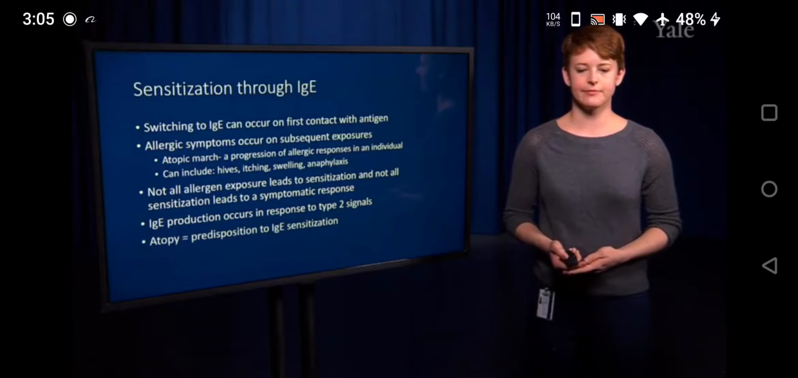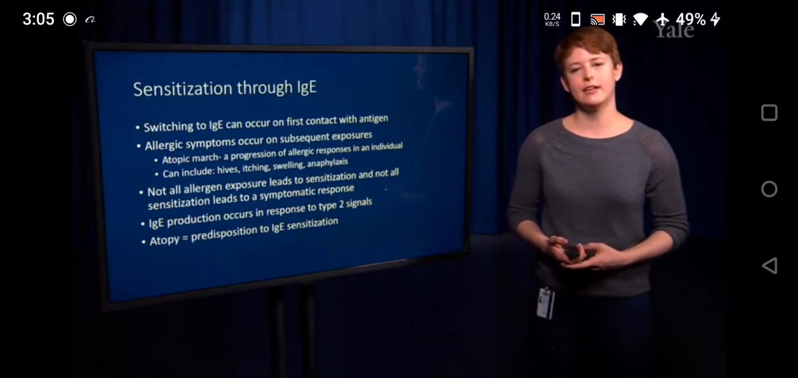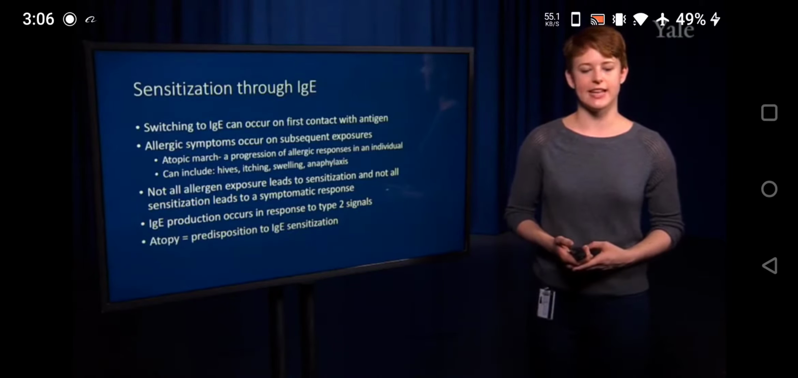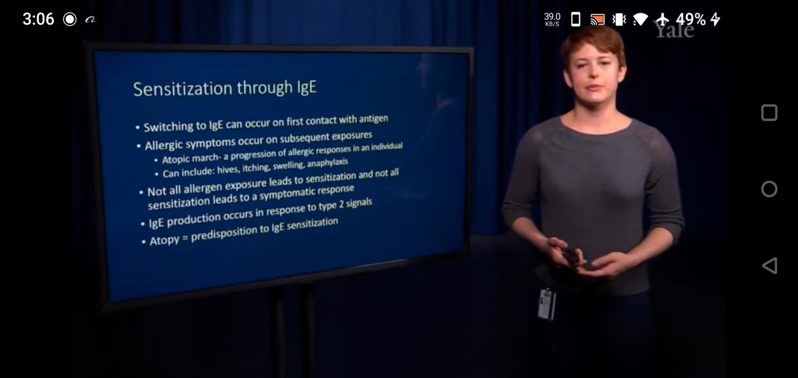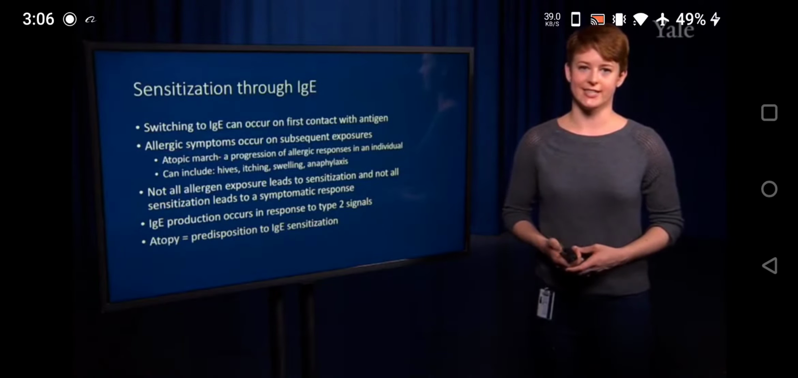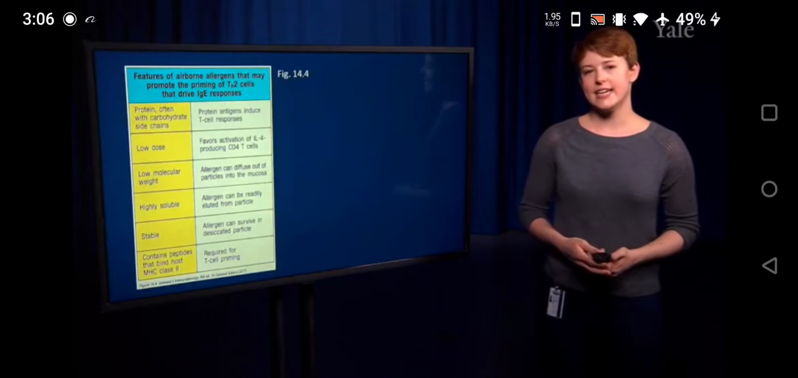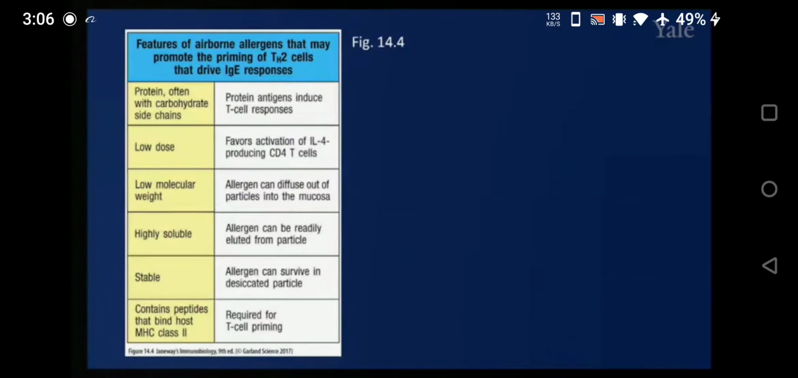And I'll be using the word atopy as we go throughout this talk. Atopy just means that someone is predisposed to IgE sensitization. So we can see here, allergens, I mentioned before, are typically harmless things that the body comes into contact with. Some features of these airborne allergens actually help skew towards a type 2 response, leading to allergy.